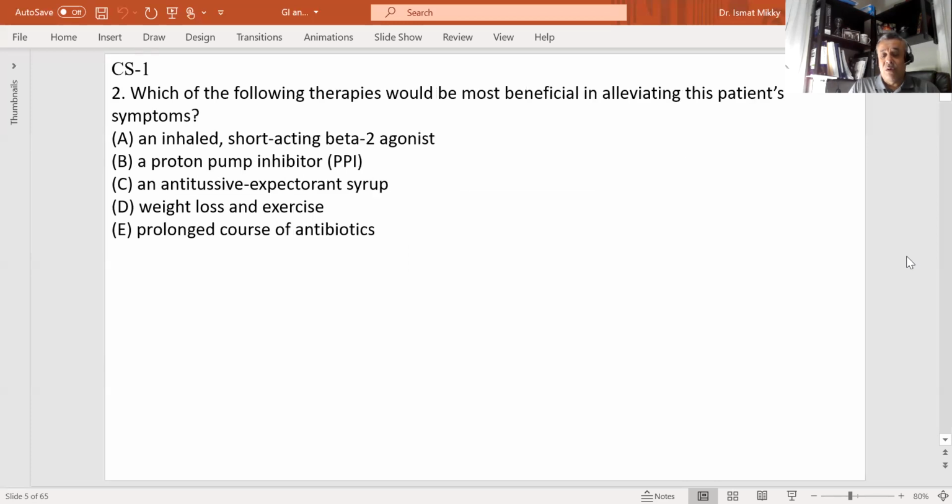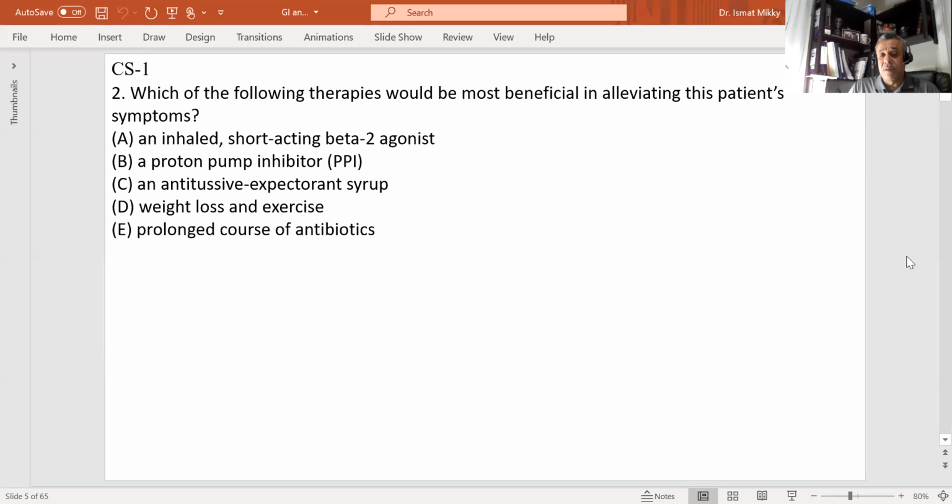So next question. Which of the following therapies would be most beneficial in alleviating patients' symptoms? And B is the correct answer.